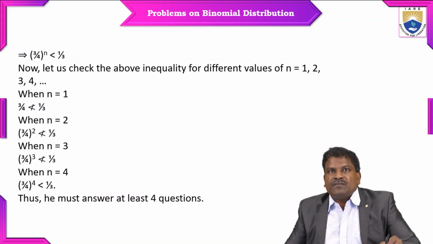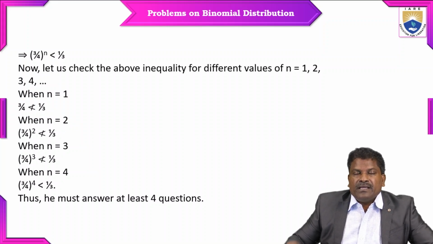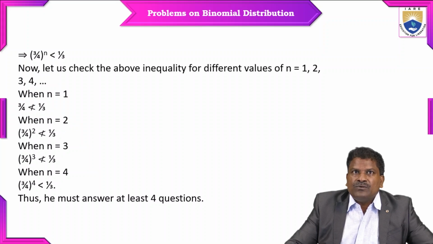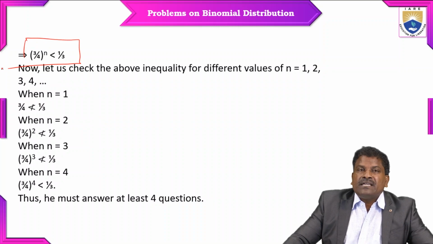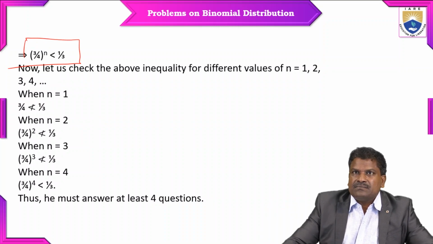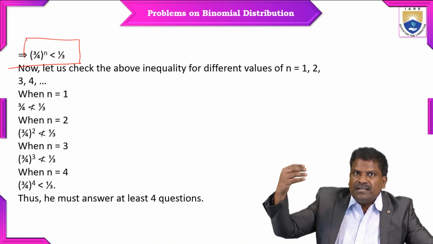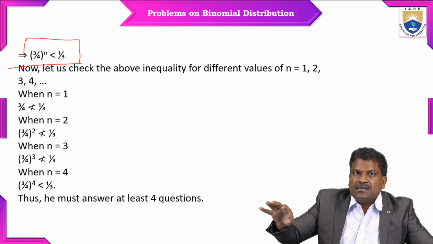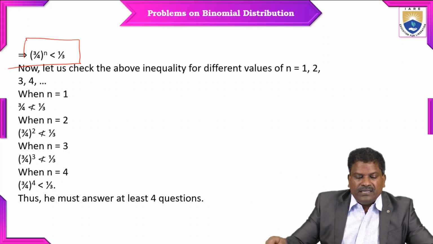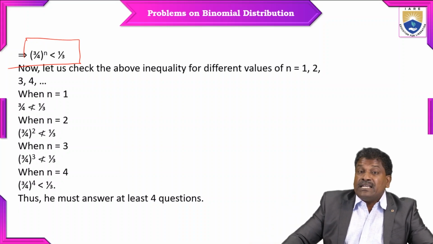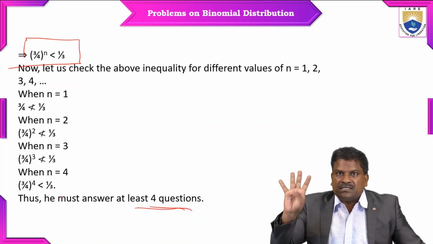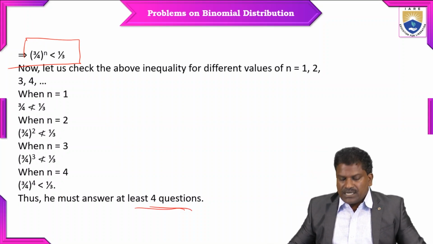Very, very important question. By analysis, we have to do. One inequality will come. That inequality we have to analyze by giving values for n: 1, 2, 3, 4, etc. For n equal to 1, fails. n equal to 2, fails. n equal to 3, fails. For n equal to 4, that inequality holds good. Means, you must answer at least 4 questions. Excellent question.